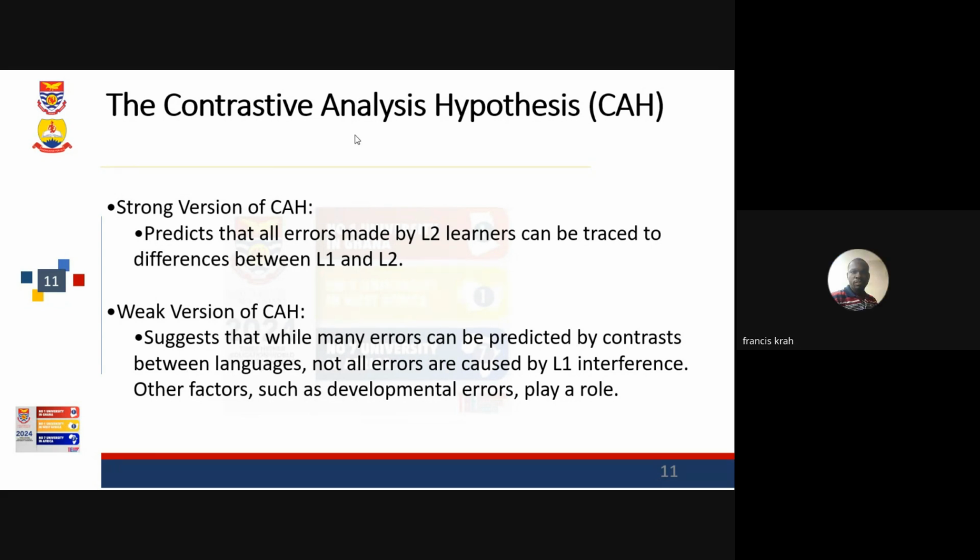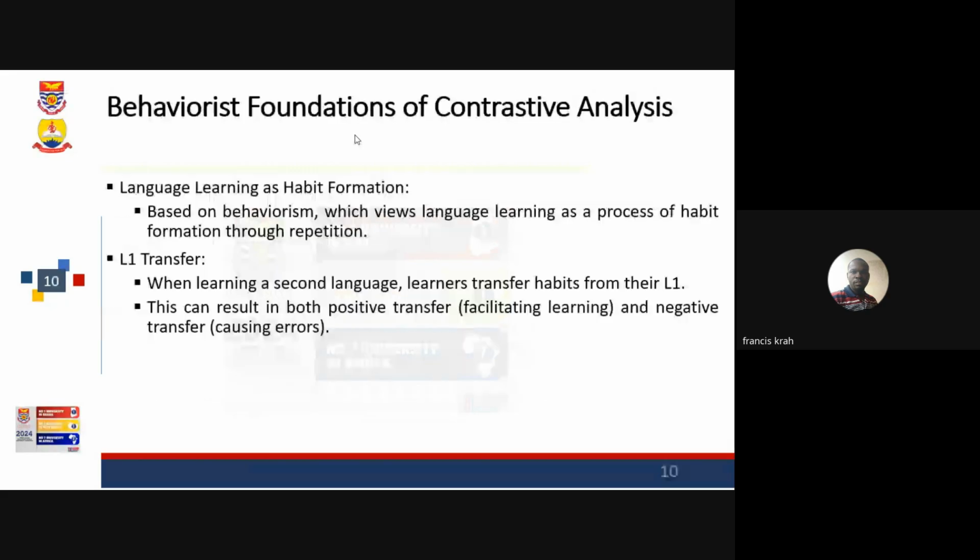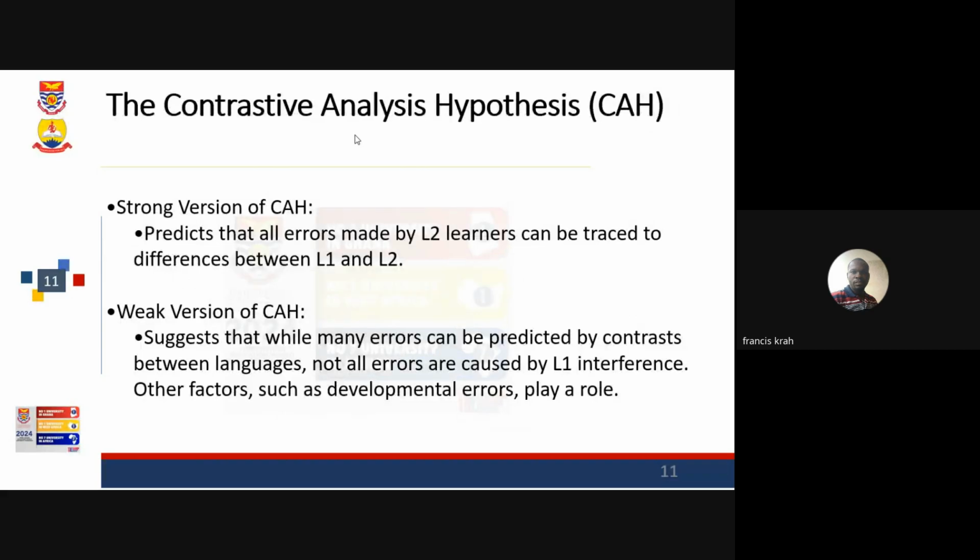Hello, sir. Yes. Hello, sir. Yes, please go ahead. Please go ahead. Sir, please, I want to ask a question. Yeah, please go ahead. Please, I want to know whether Carpenter Fries was the one who developed behaviorism, or what? He also got his idea from that.